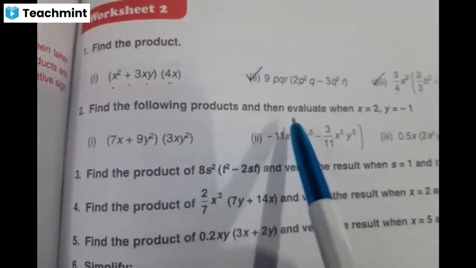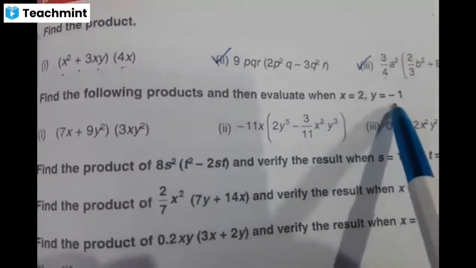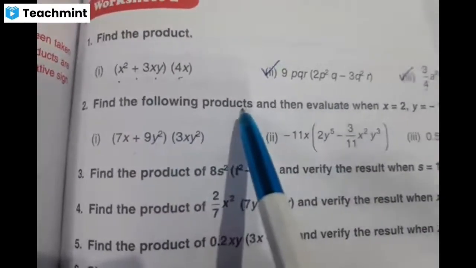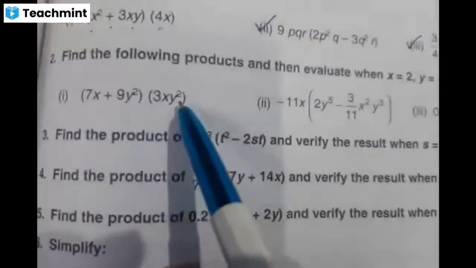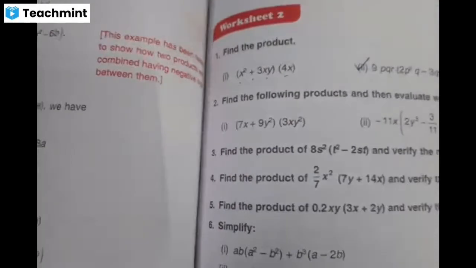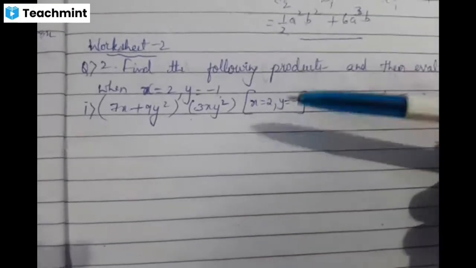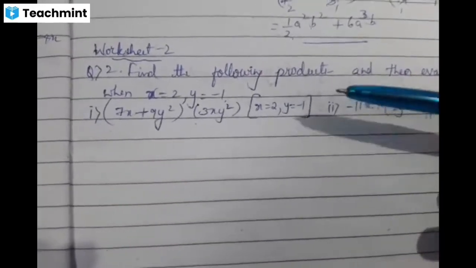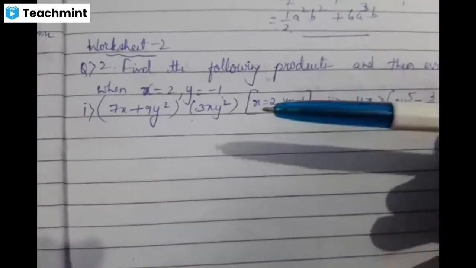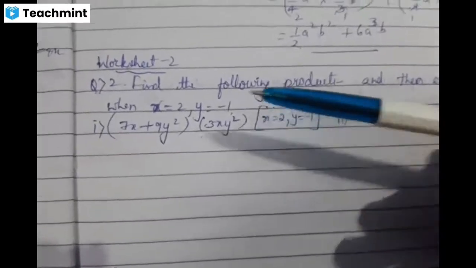Find the following products and then evaluate when x is equal to 2 and y is equal to -1. Here we have to find the products. Products means we have to multiply monomial with a binomial. Let us see one more time, children. Concentrate properly, then only you are going to understand. And one more thing I want to tell you: not only listen to the explanation, practice is more important, children, while doing algebra. If you only listen, you are not going to get it perfect. So you have to practice more and more.